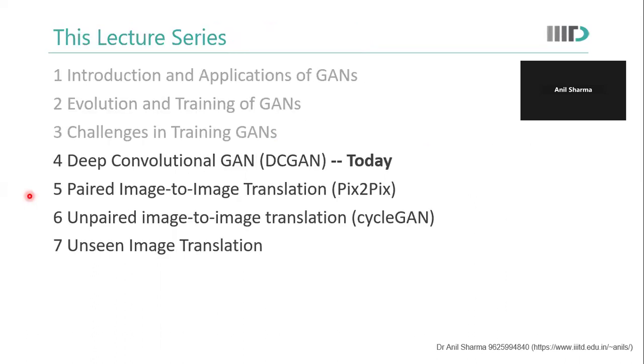In this lecture series, this is the fourth lecture. In the last three lectures, we have seen the introduction to GANs, the evolution and training of GANs, and some of the challenges in training GANs. Today we will be talking about the highly innovative DCGAN, which, to my belief, in some sense started the field of generative AI, and people started believing that there is a lot of potential in generative AI.